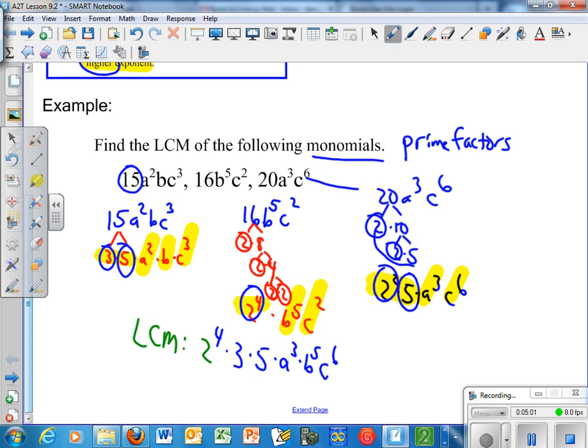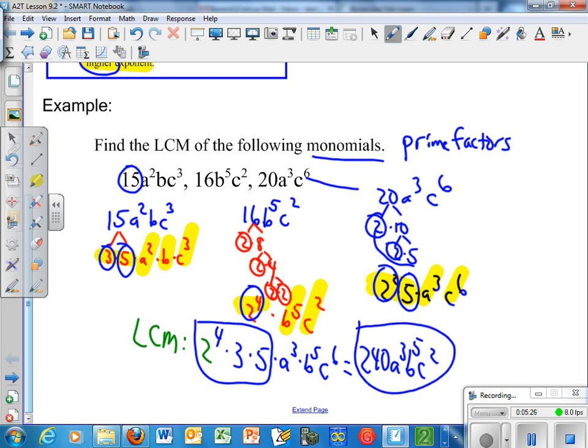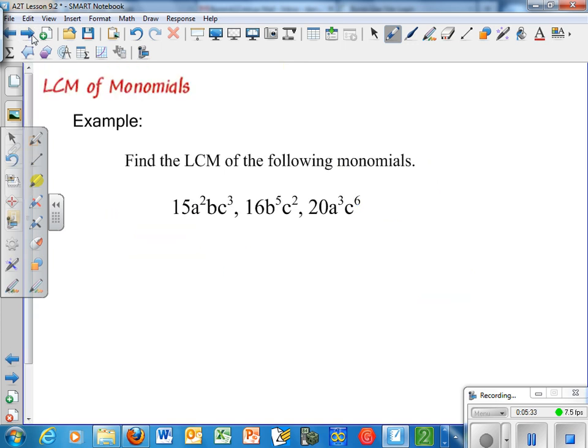Okay, the last thing, you can't do anything with the variable part, is to actually multiply 2 to the 4th times 3 times 5. And if you used a calculator and did that, you should get this to be 240 a cubed b to the 5th and c squared. So the 240 comes from multiplying out the 2 to the 4th times 3 times 5. So that's kind of the rule you have to do for LCMs, and that's with monomials. Break down the numbers or the coefficients into prime factors.